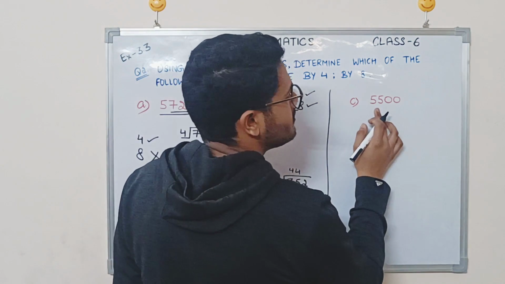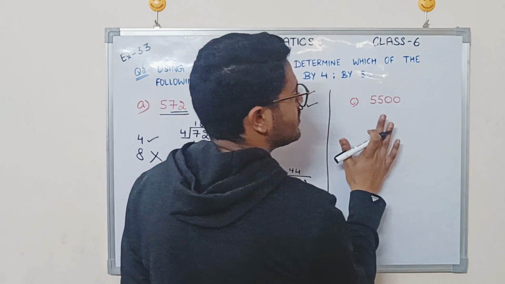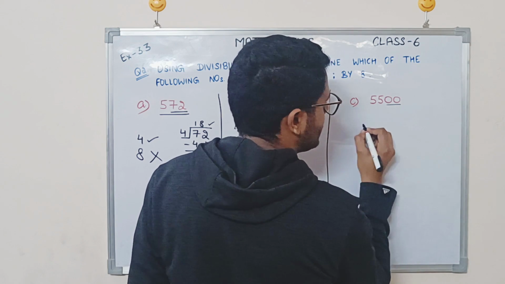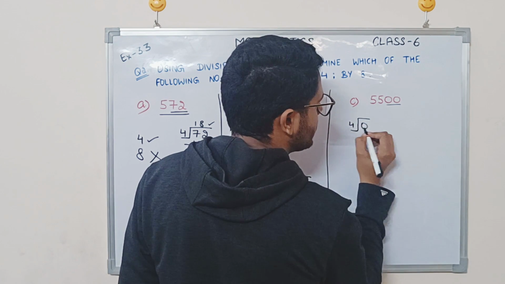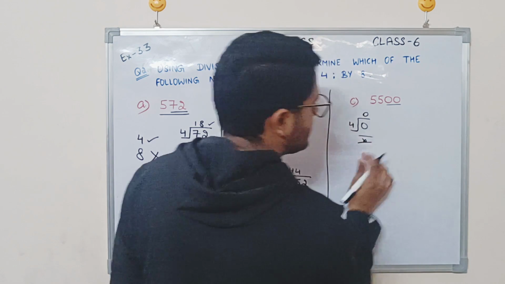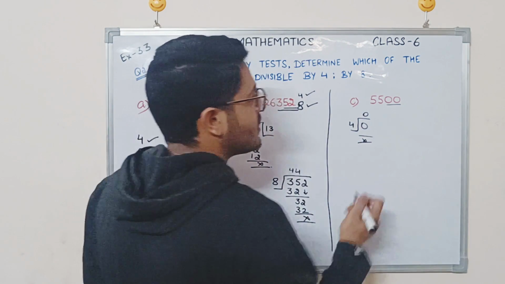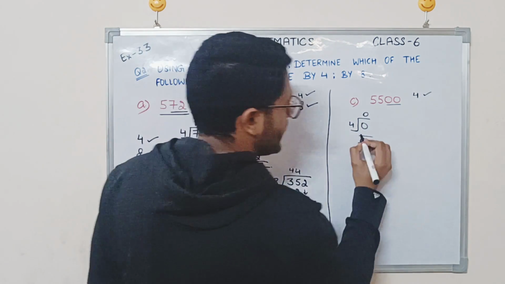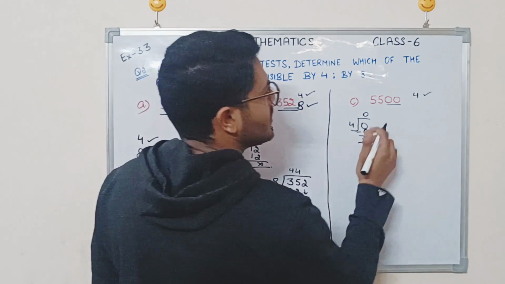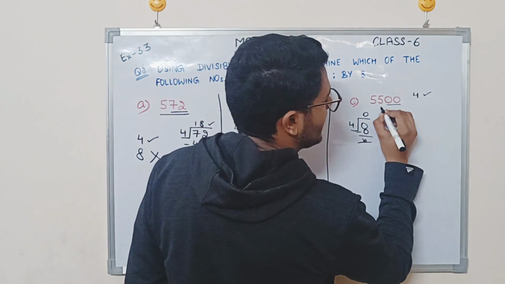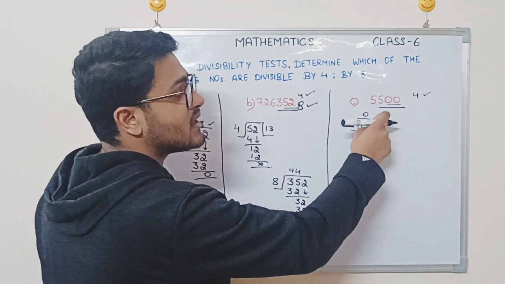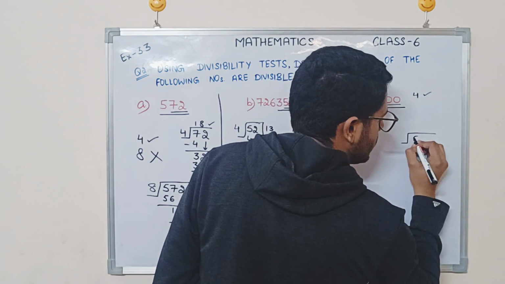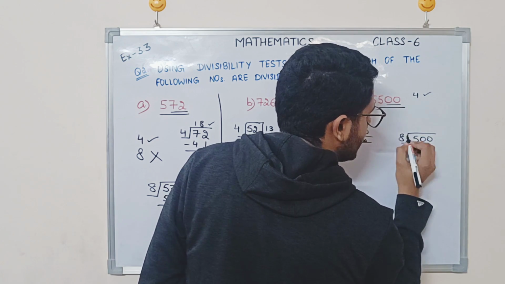Third part. 5,500. So for divisibility by 4, we will take the last two digits. So it will be 0 divided by 4. It will be completely divisible. Right. 4 zeros are 0. So therefore this number is divisible by 4. For divisibility by 8, we will take the last three digits. So taking the last three digits, the number will become 500. So now we will do 500 divided by 8.